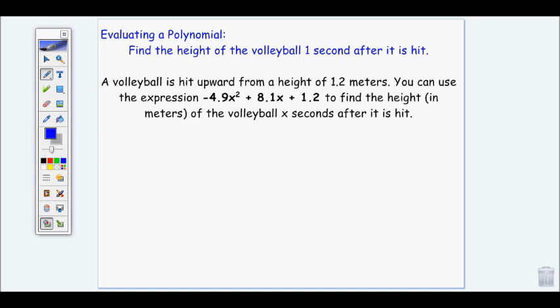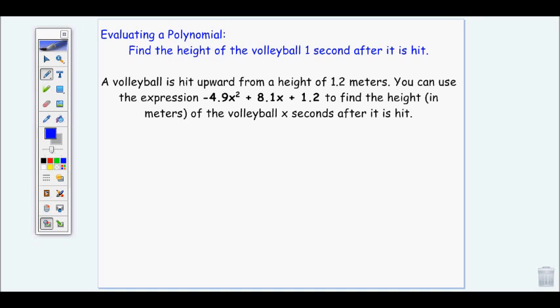So now we're going to learn how to evaluate a polynomial. So we're going to go to what actually is the opener in your book for the chapter. A volleyball is hit upward from a height of 1.2 meters. You can use the expression negative 4.9x squared plus 8.1x plus 1.2 to find the height in meters of the volleyball x seconds after it is hit.